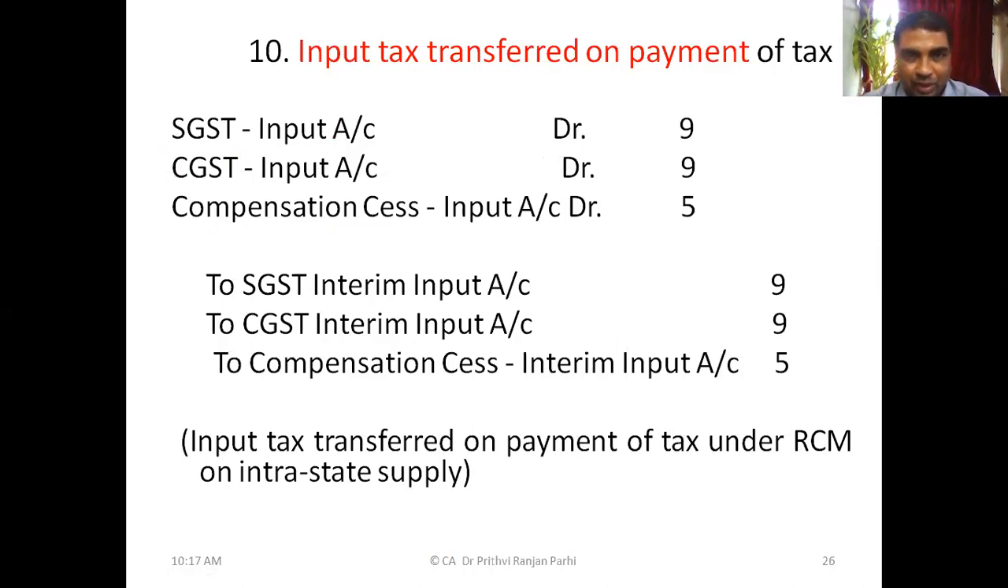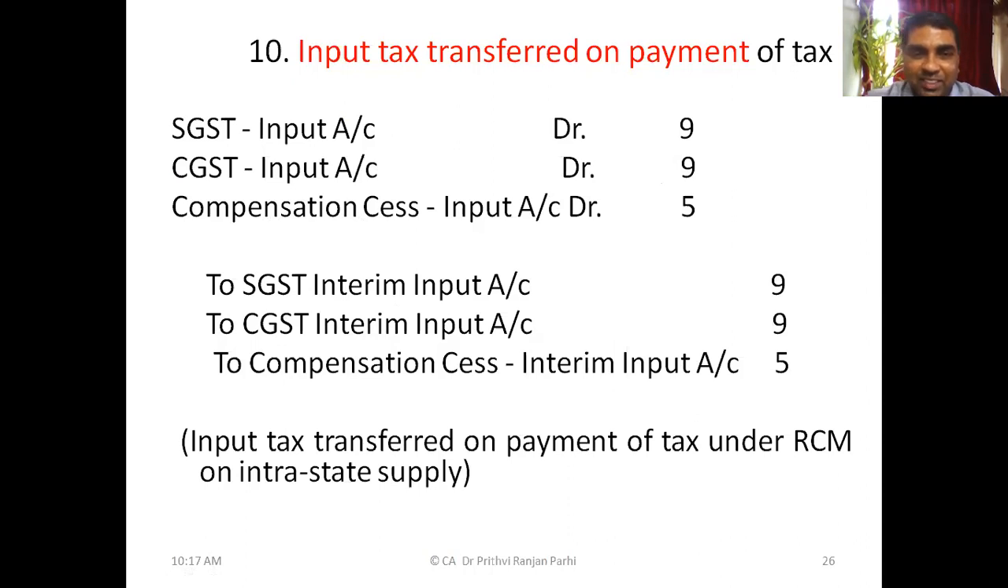Now, what will happen? Only when you have paid, after payment, you can take input tax credit. So what I will do? CGST input account debit, SGST input account debit, compensation cess input account debit. I'm taking this input. Now this is a current asset. What is to be credited? The interim credit that has been taken has to be credited. SGST interim input account, CGST interim input account, and compensation cess interim input account have to be credited.